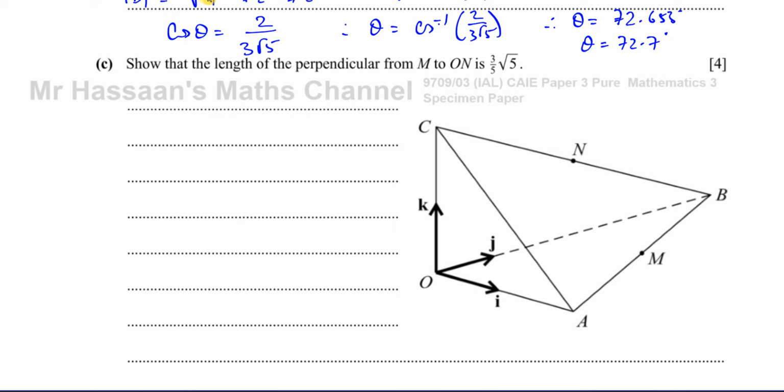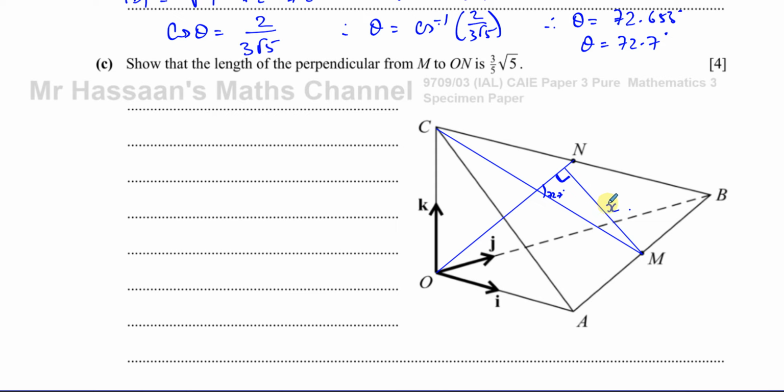Then it says show that the length of the perpendicular from M to ON is 3/5 root 5. So if we think about from M to ON, let's draw the line ON first. From M to ON would be a line which meets ON at right angles. That's a right angle. We want to find the length here, x. Now, what we've already found might help us. Let's see if it does. That's the first thing you should always do: check if the previous answer helps.